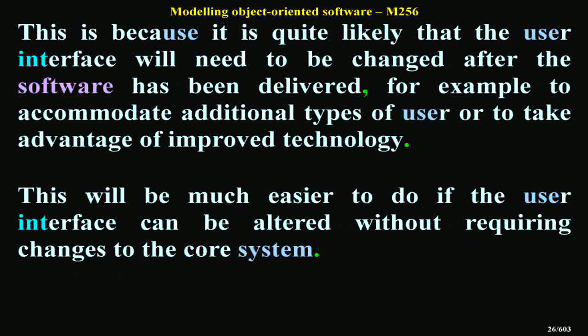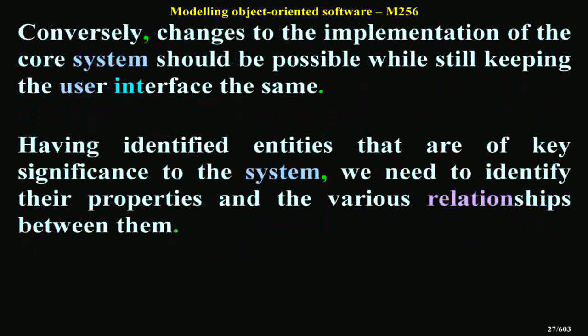This is because it is quite likely that the user interface will need to be changed after the software has been delivered, for example to accommodate additional types of user or to take advantage of improved technology. This will be much easier to do if the user interface can be altered without requiring changes to the core system. Conversely, changes to the implementation of the core system should be possible while still keeping the user interface the same.